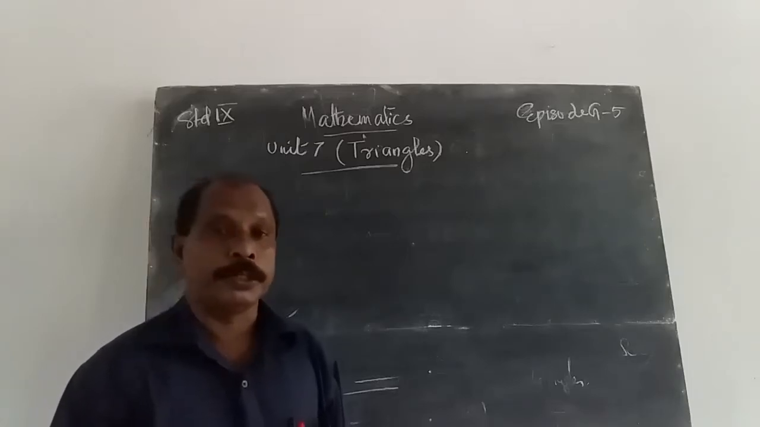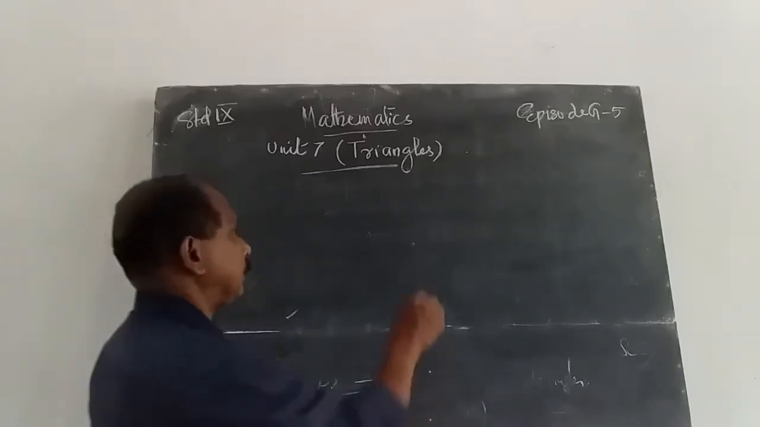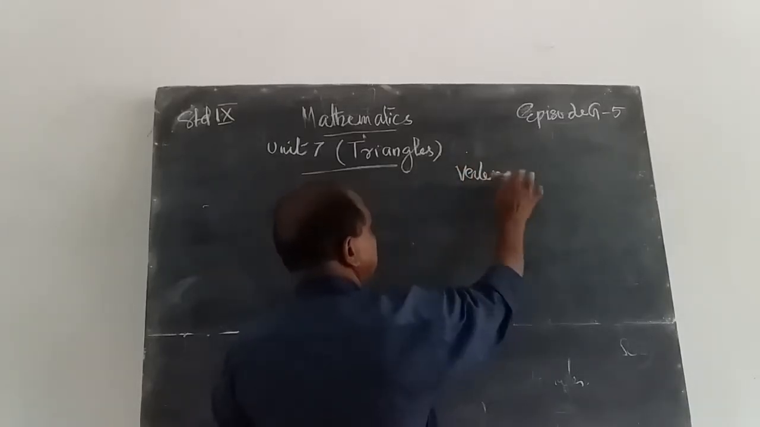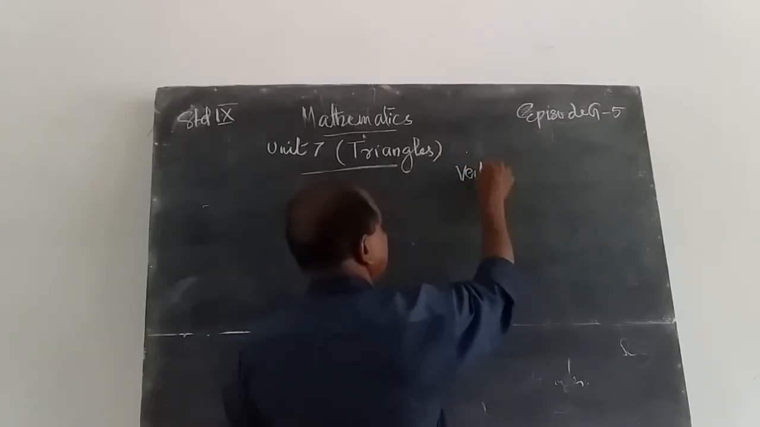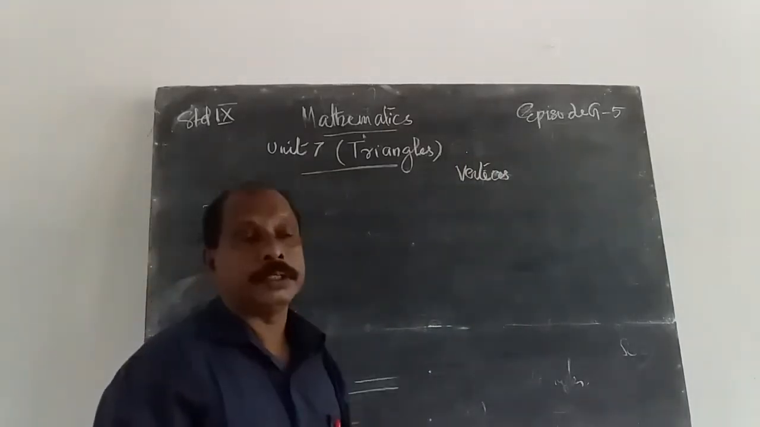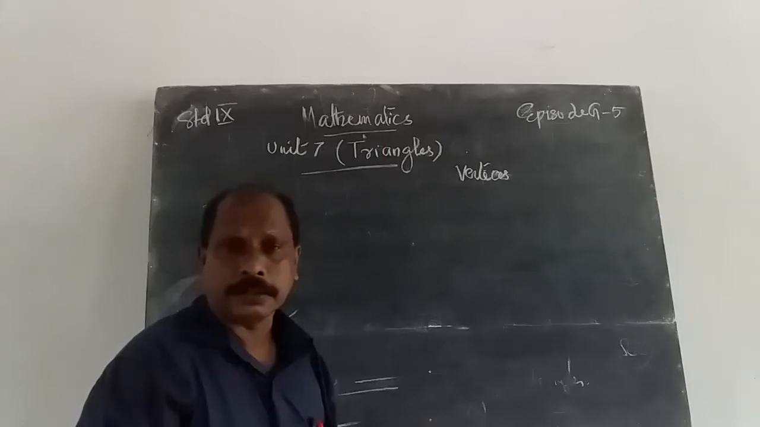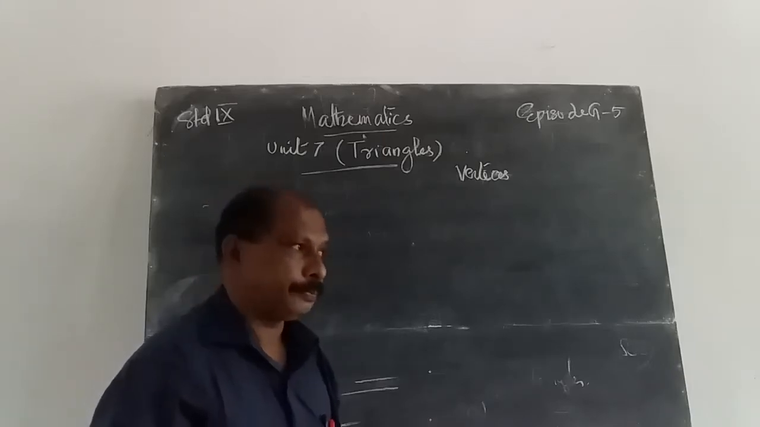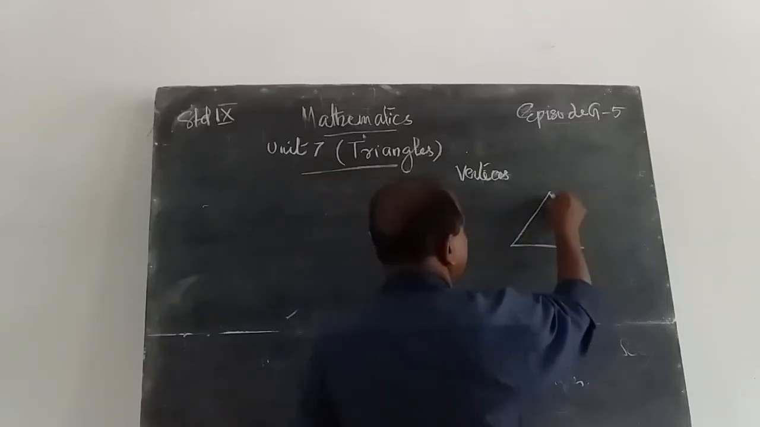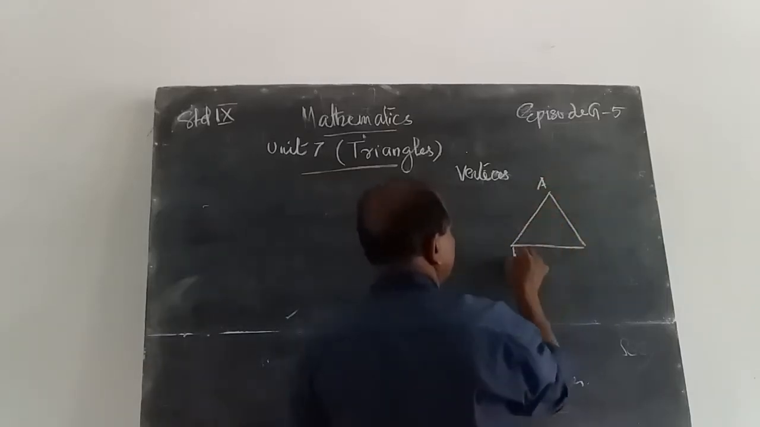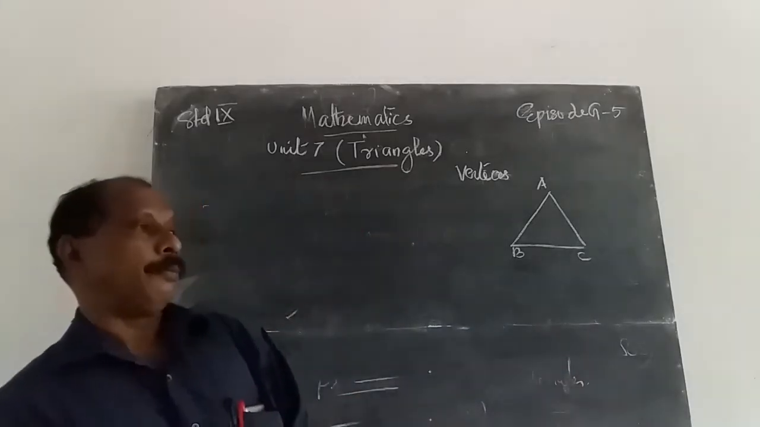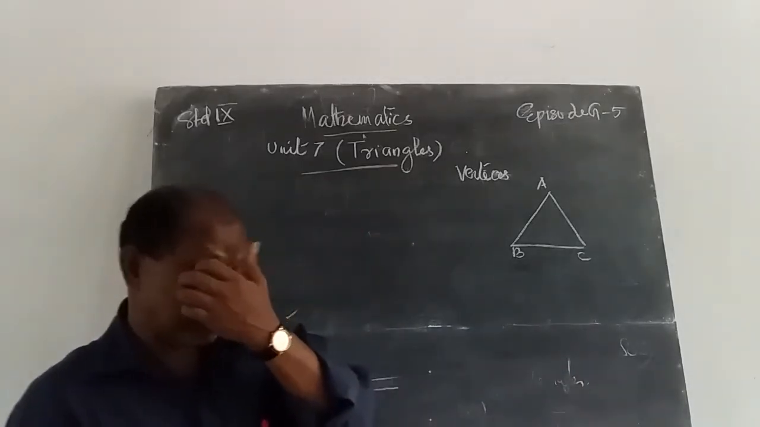These 3 common points are known as vertices. Vertex singular, vertices plural. Therefore, there are 3 common points, so there are 3 vertices, and there are 3 sides of that triangle. Let us consider triangle ABC. A, B, and C are the vertices. AB, BC, and AC are the sides.